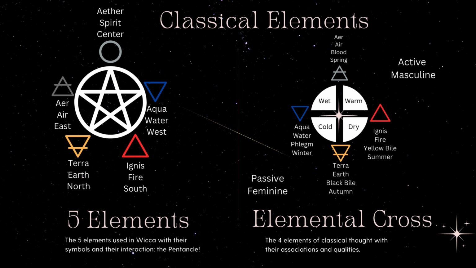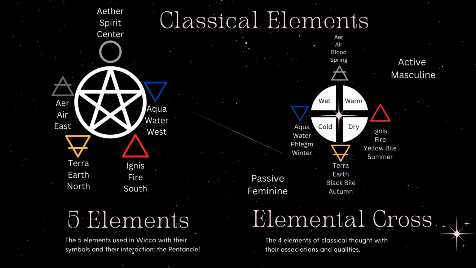I've included the Latin names of these elements as well: air, terra, ignis, aqua, and aether. But you may find them under other names as well. Another system is the elemental cross, where the 4 classical elements are set in a cross shape with different properties and qualities between them. So we have air, which is associated with blood and spring; water, which is associated with phlegm and winter; earth with black bile and autumn; fire with yellow bile and summer.